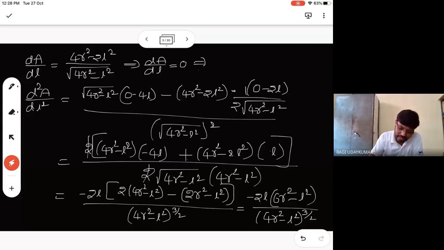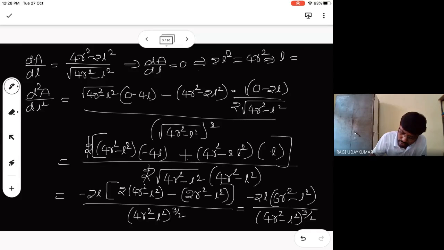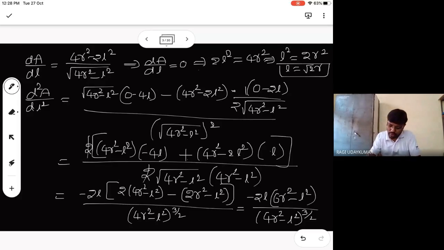So what do you get here? You are going to get 2L square is equal to 4R square. From this, L square is equal to 2R square. So L is equal to under root of 2R. So this L equal to root 2R, you substitute here in the place of L. So you imagine what you get here: substituting root 2R, will it be negative or positive?